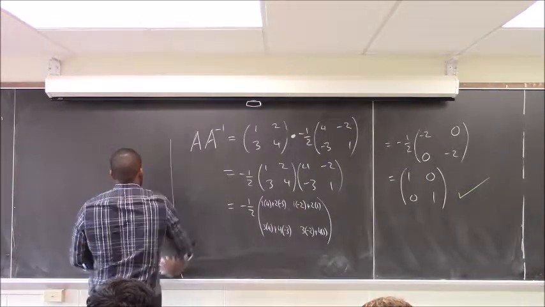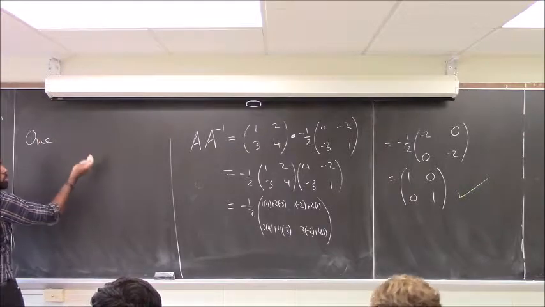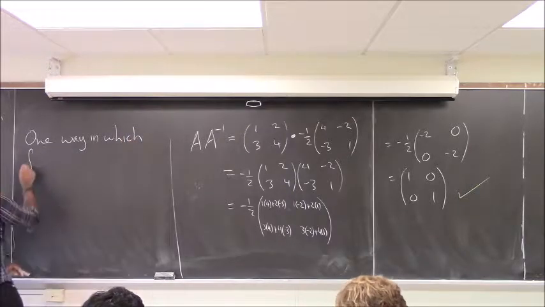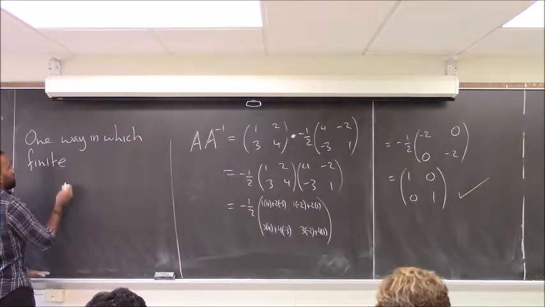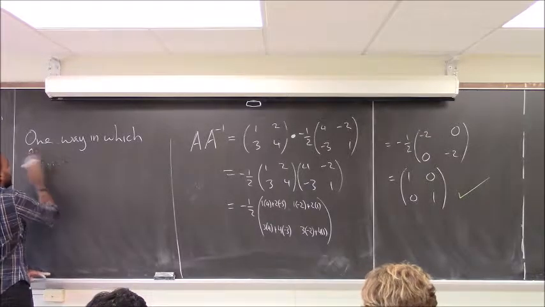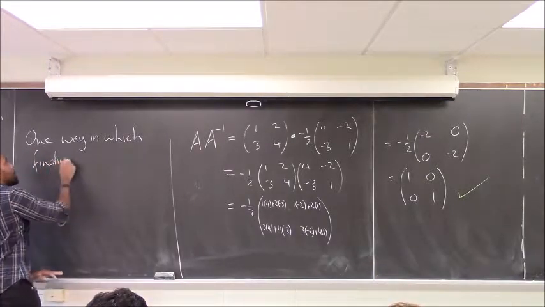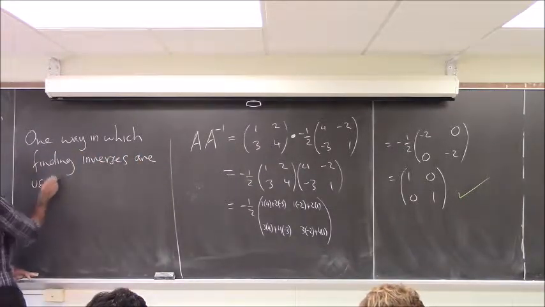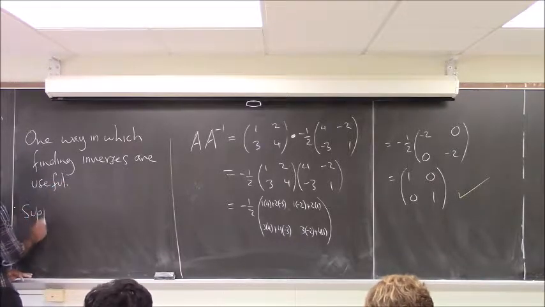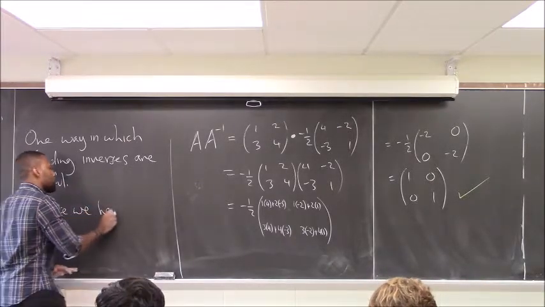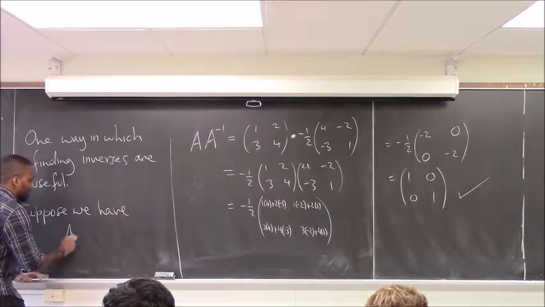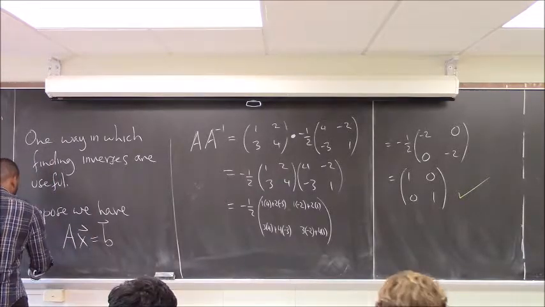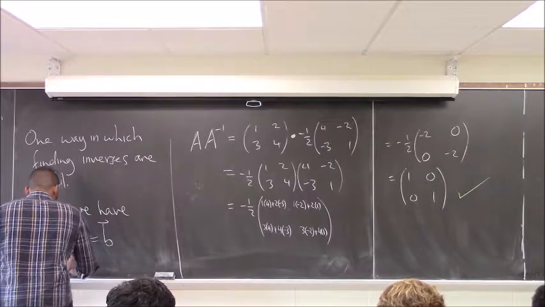I'm going to give you one way in which this is useful. There are many ways in which an inverse is useful. One way in which finding inverses is useful in finite math: suppose we have AX equals B. Remember, this is just a generic term for a system of linear equations. And A is invertible.